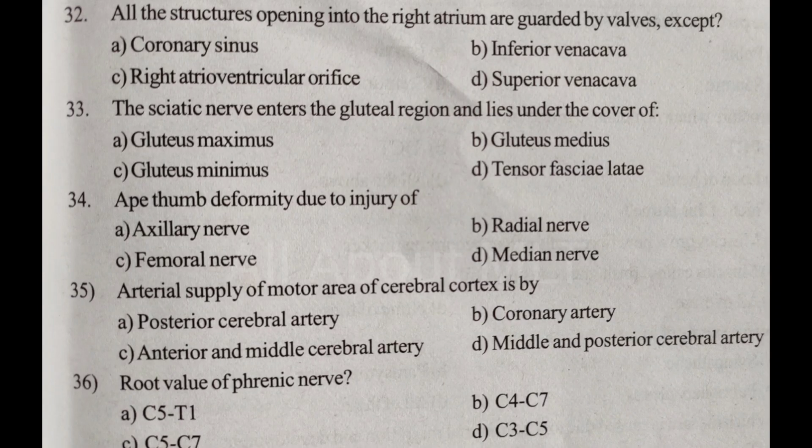Arterial supply of motor area of cerebral cortex is by option A, posterior cerebral artery. Option B, coronary artery. Option C, anterior and middle cerebral artery. Option D, middle and posterior cerebral artery. Answer is option C, anterior and middle cerebral artery.